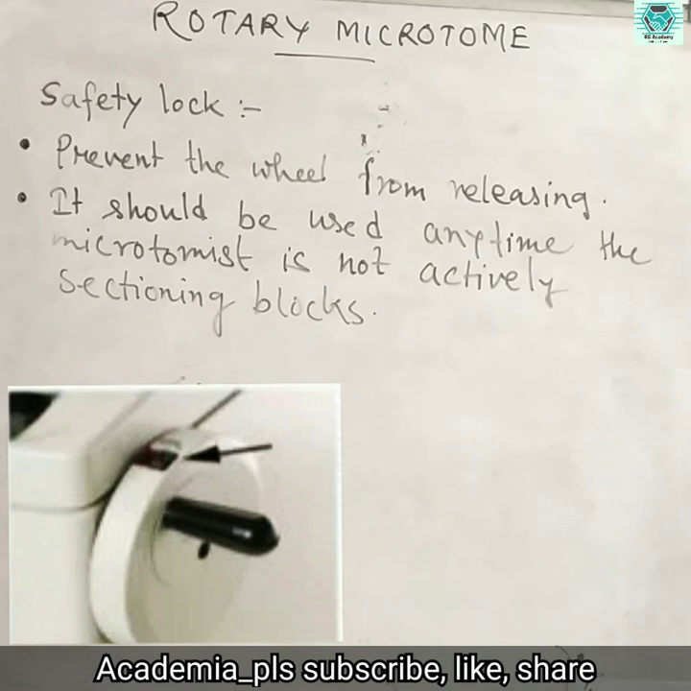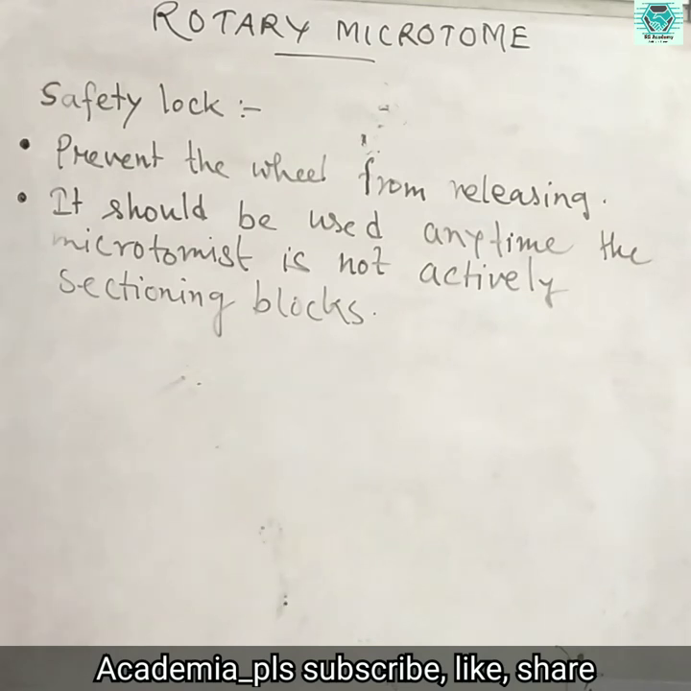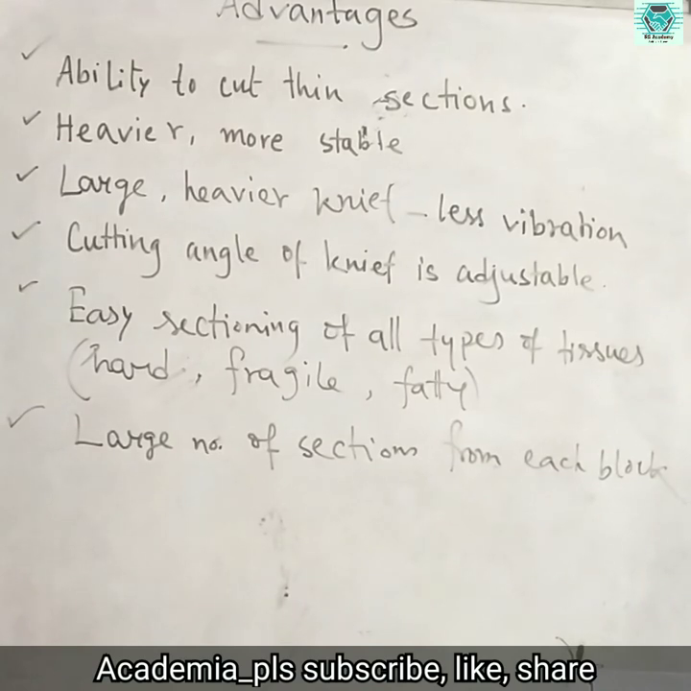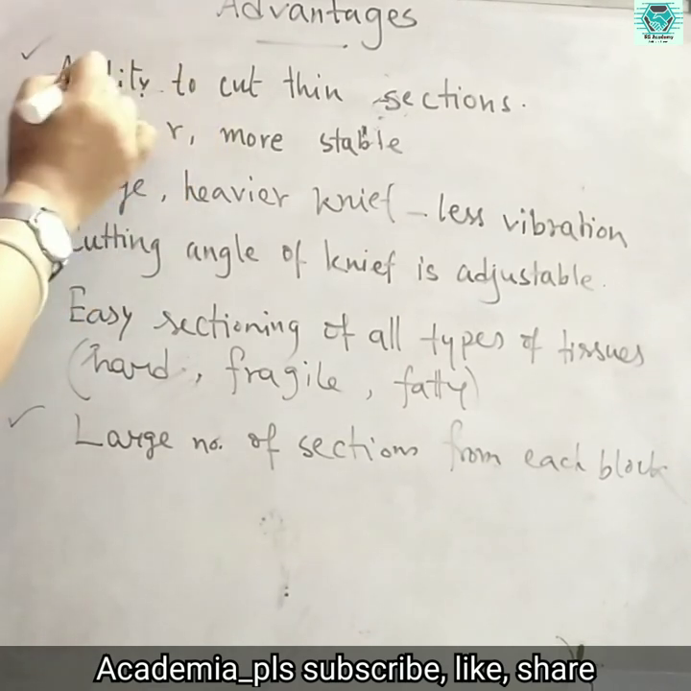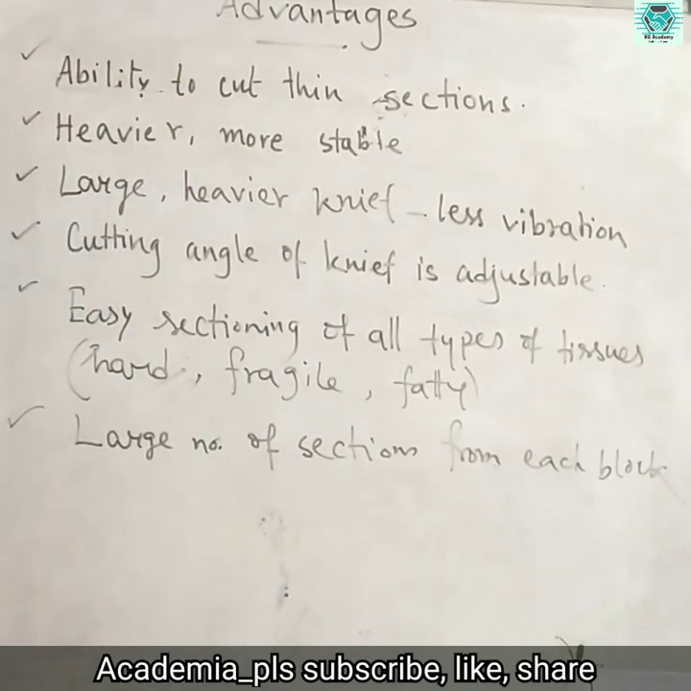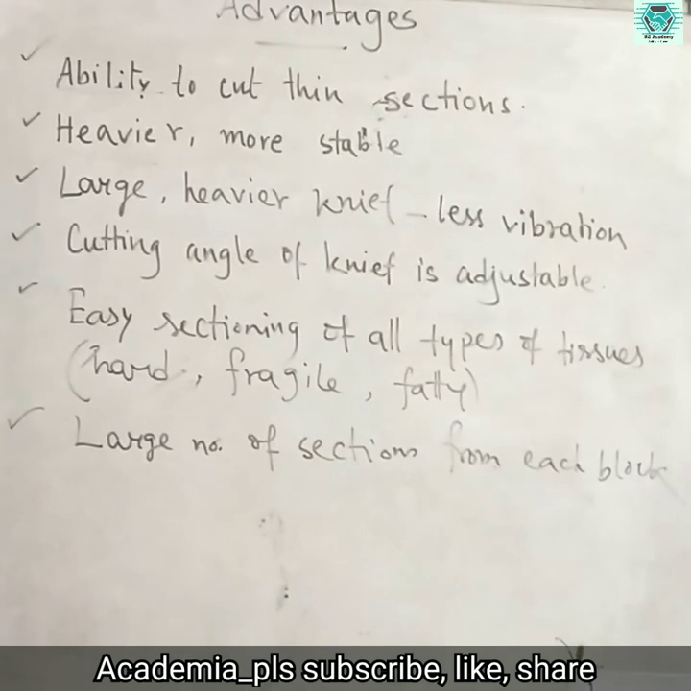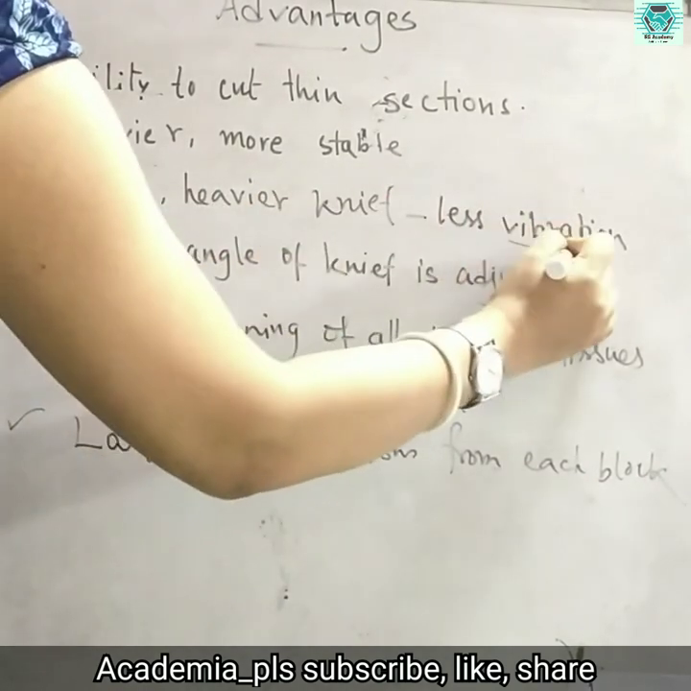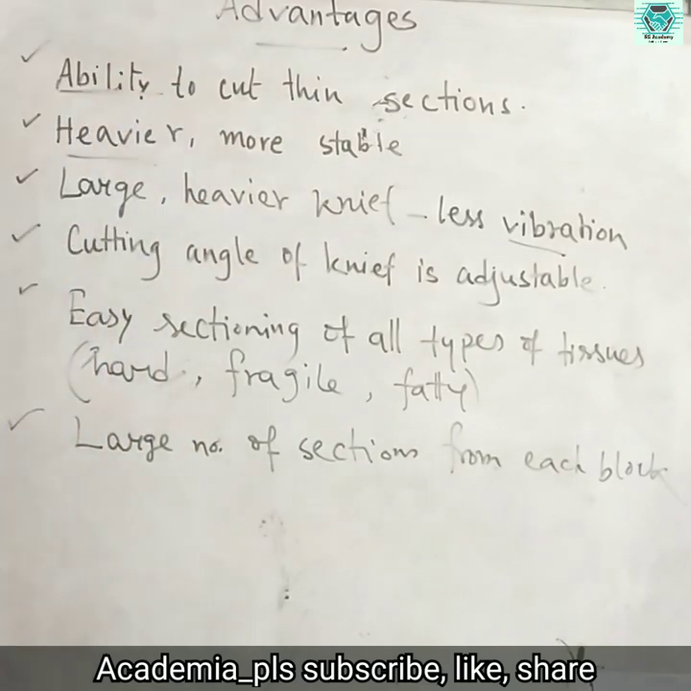So what are the advantages of this rotary microtome? There are many advantages. First of all is the ability to cut very thin sections. Next, it is heavier and more stable. The large, heavier knife also combats vibration. The cutting angle of the knife is also adjustable.